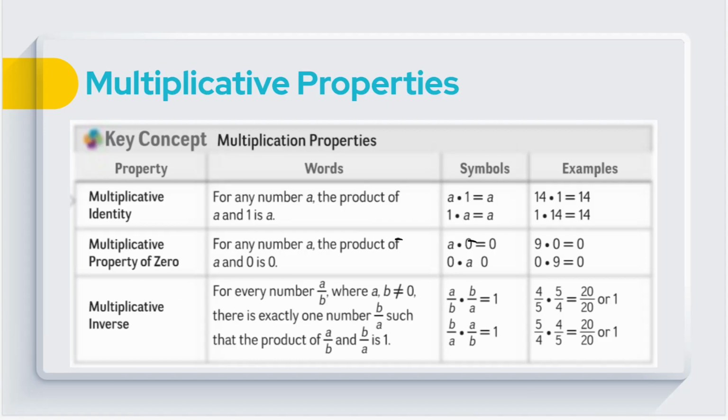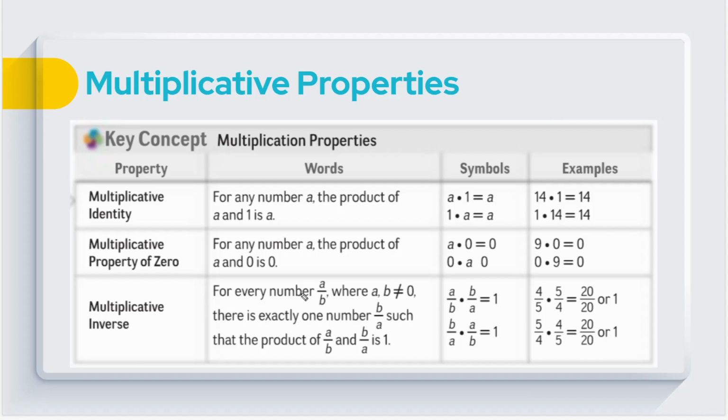Multiplicative properties. The multiplicative identity, again, you should have learned this last year, and if you remember it from last year, then that's great. And that is that any number multiplied by 1 is still that number. Multiplicative property of 0: if you multiply any number by 0, then you get 0.